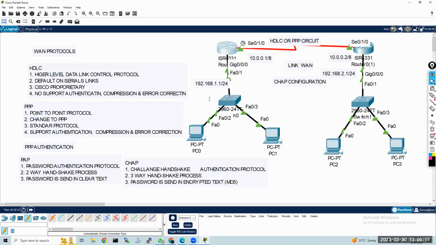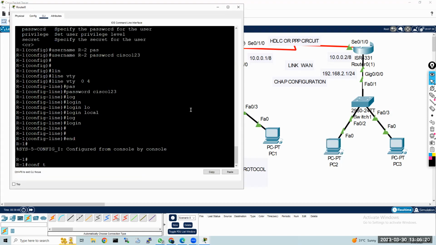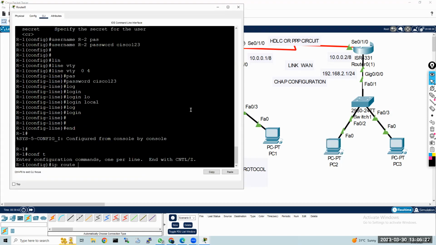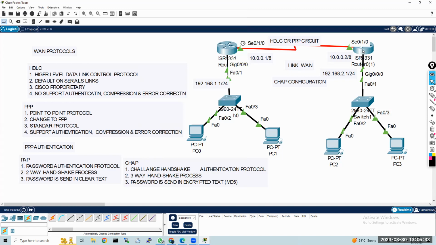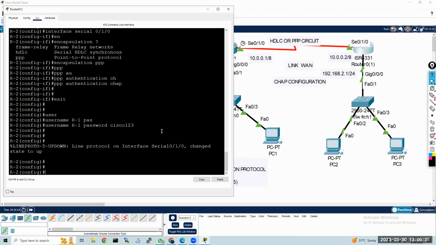Let's configure some default routing. How to configure default routing, guys? IP route, any network, any mask, go via 10.1.1.2. And same thing on this side: IP route, any network, any mask, go via 10.1.1.1.